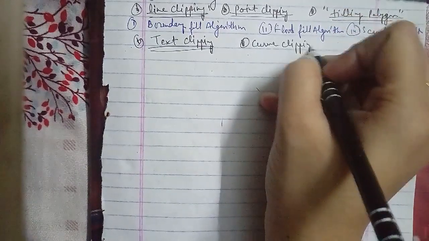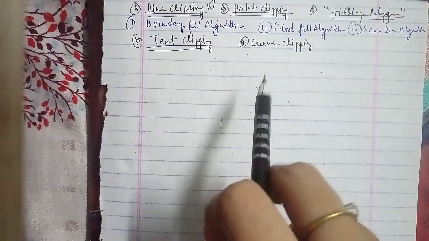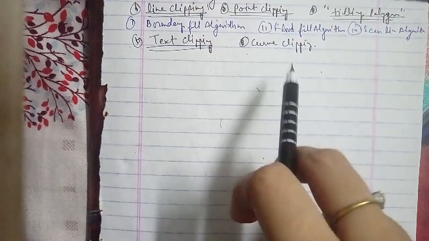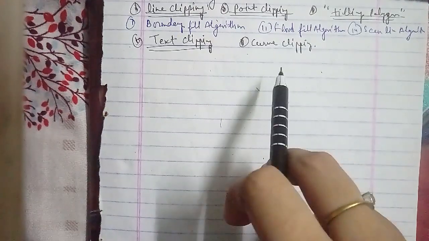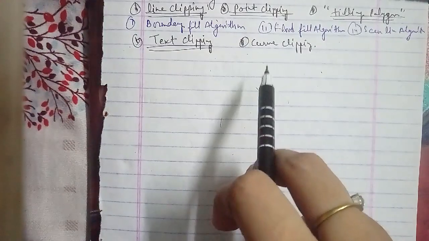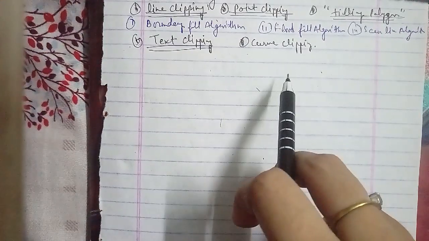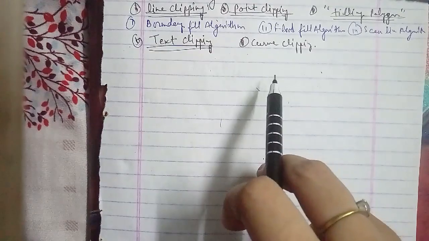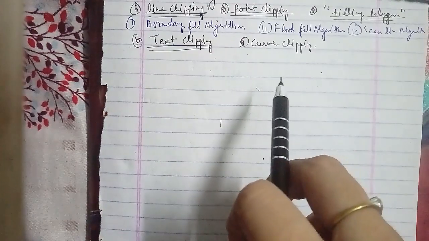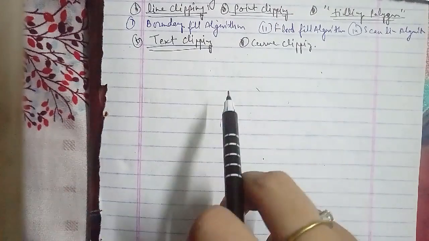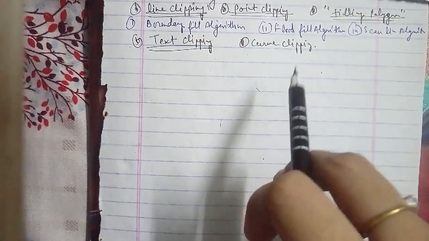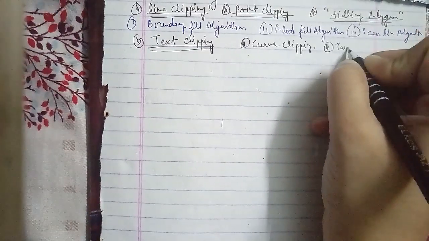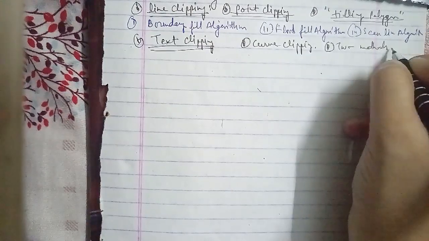The other question is, the result of two successive 2D rotations, R(Q1) and R(Q2), is what? The result is R(Q1 plus Q2). The other question is, the world coordinate area selected for display is called dash. The world coordinate area selected for display is called a window. The other question is, reflection is a transformation of the object that produces dash of an object. Reflection produces a mirror image of an object. The mirror image is your answer here.